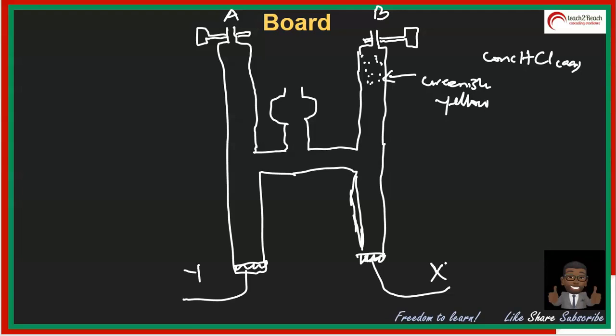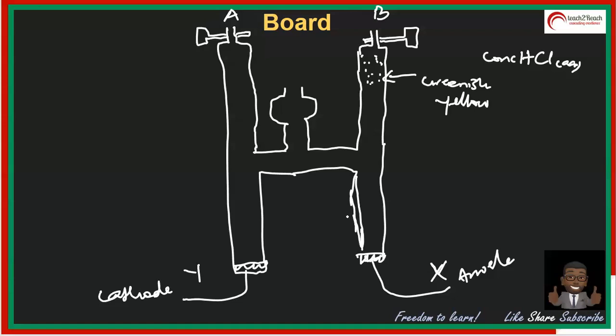X is the cathode? Why did you say X is the cathode? I know it because that's where chlorine is. Exactly. So this will be the anode. Why? Y will be the cathode. So can you see the way they could ask questions?